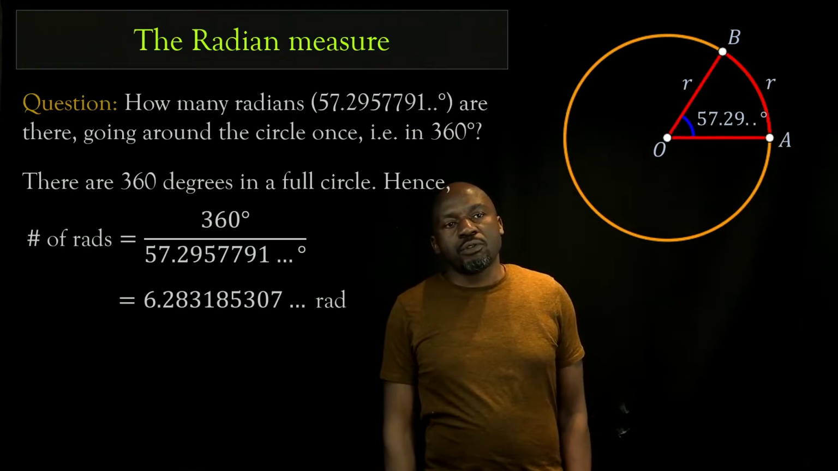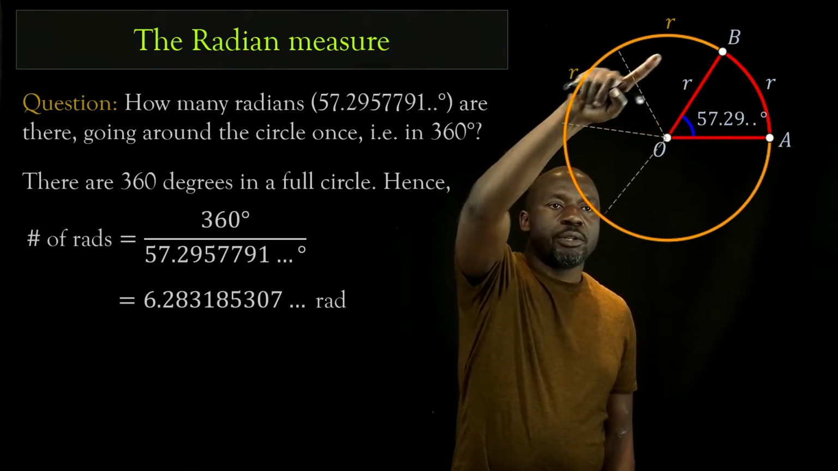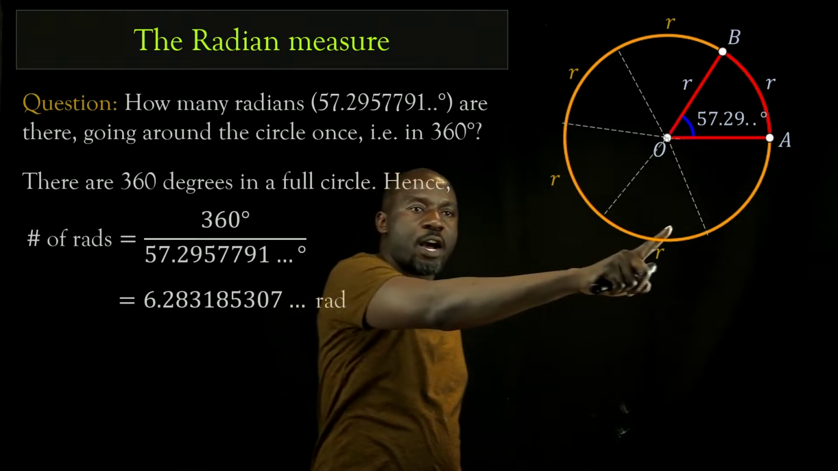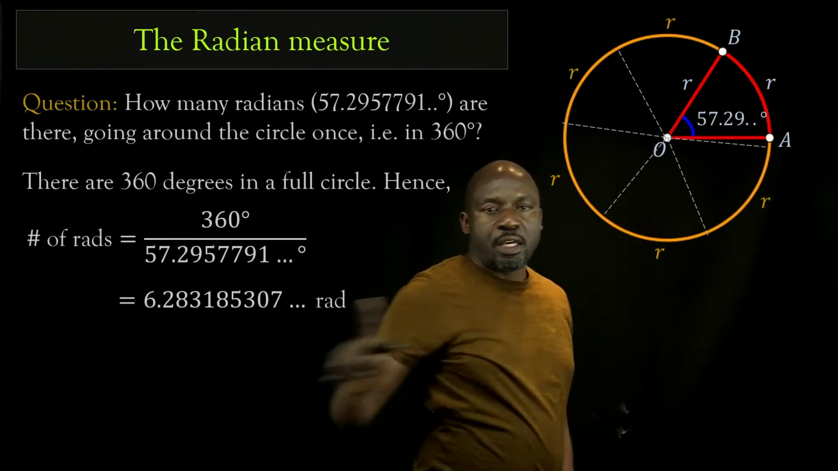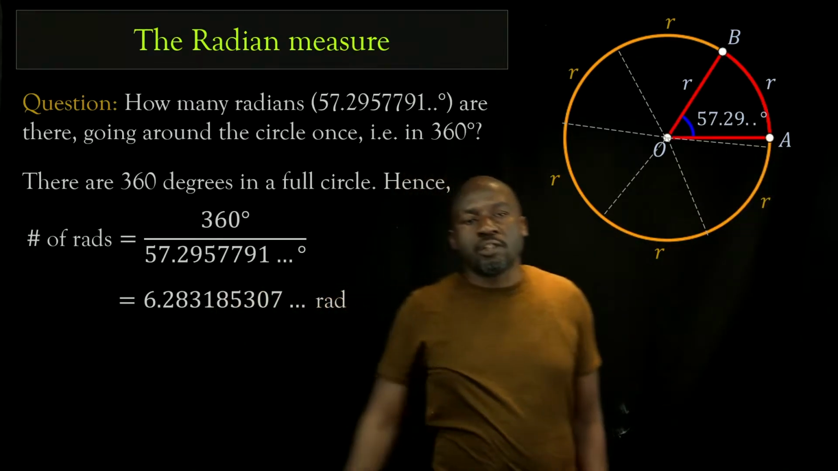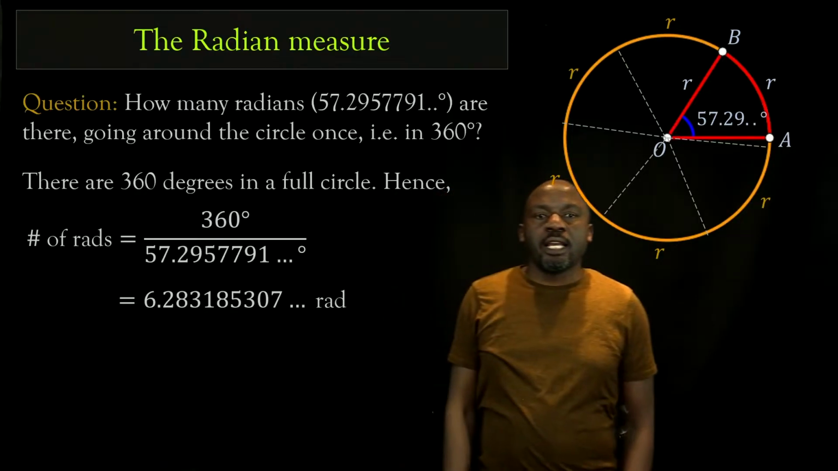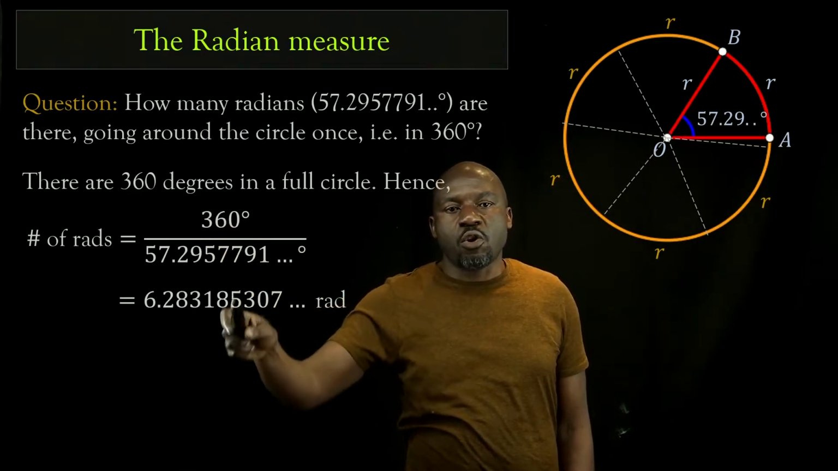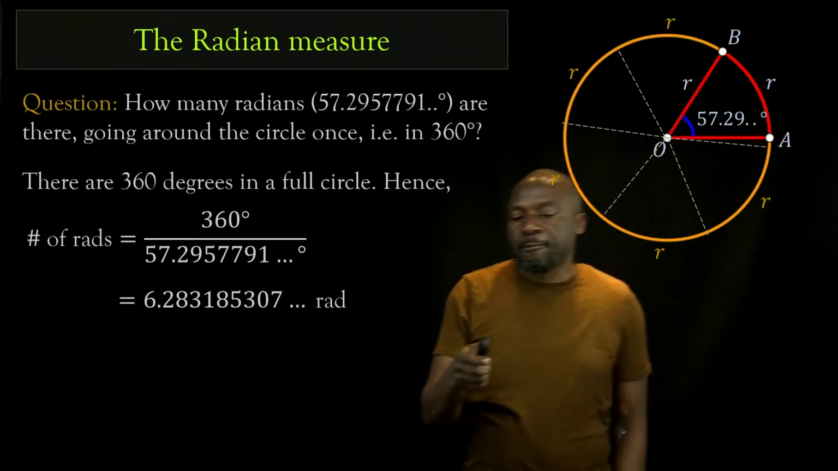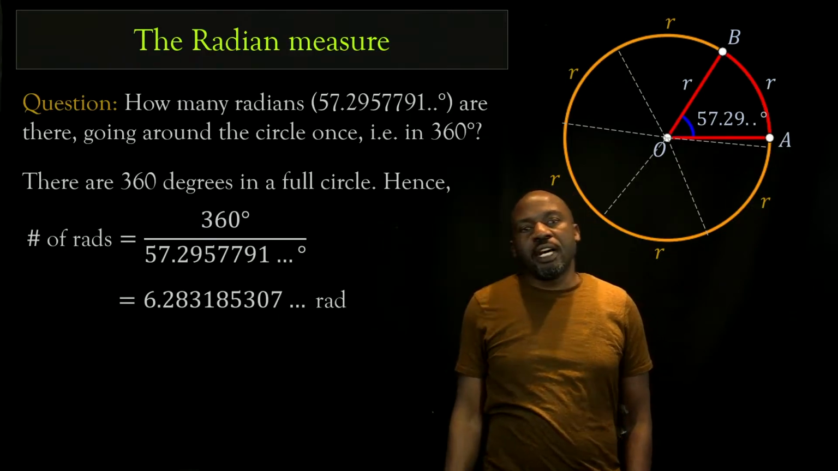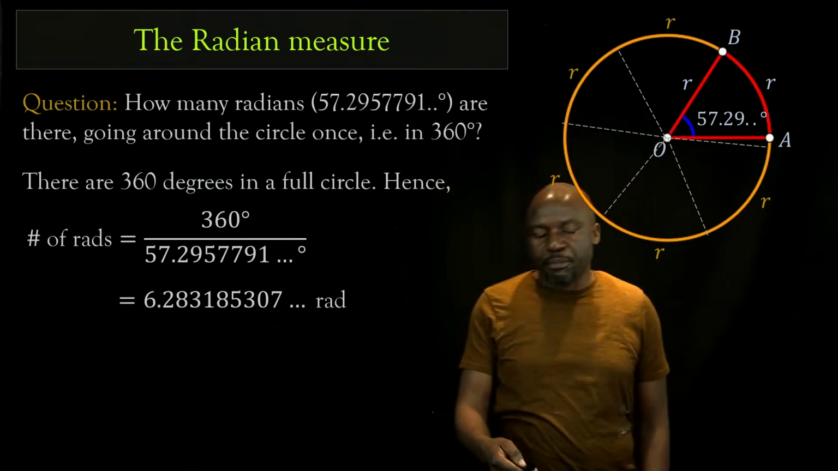It means that if I split the circle like that, I'm going to get 1, 2, 3, 4, 5, 6, and there is a bit that is left there. That bit is the 0.2831 and so on parts of a radius. And therefore we can say that 360 degrees contain 6.28 radiuses, or better still, 360 degrees contains 6.28 radians as a unit of measuring an angle.